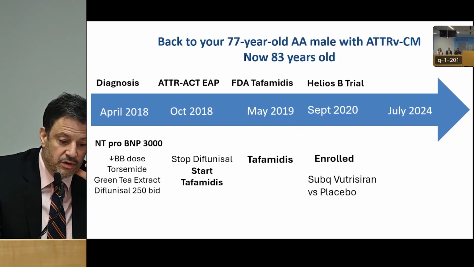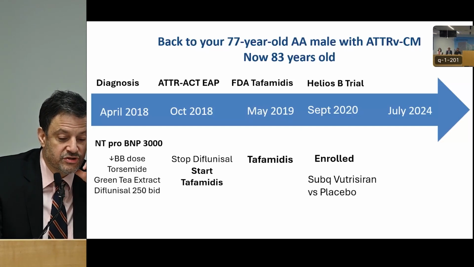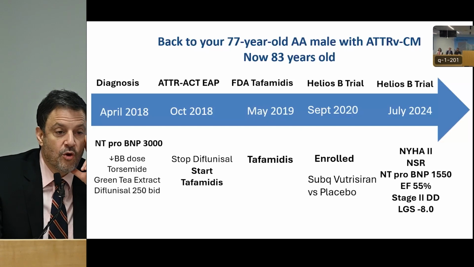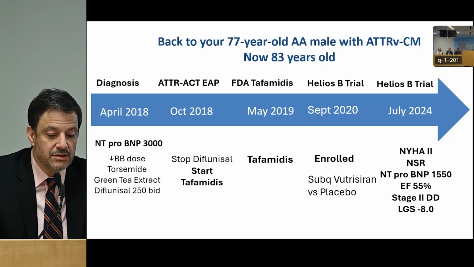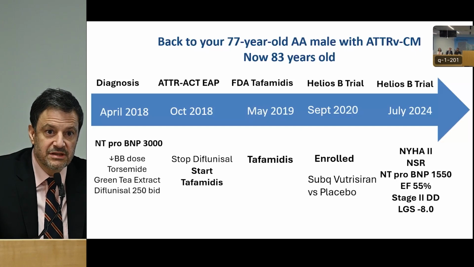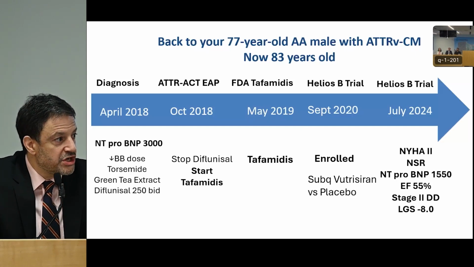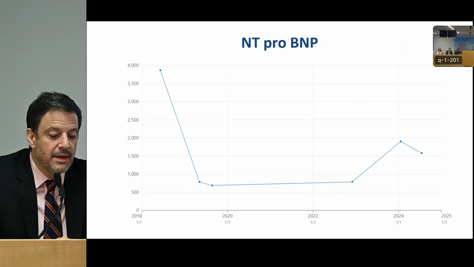He went commercial. Then we enrolled him in the HELIOS-B trial, which randomized him to vutrisiran, which is a silencer, versus placebo. Then he got into the open label extension. He's been getting drug for over 1.5 years. And here he is over 6 years later, NYHA 2, NT-proBNP 1550, EF in the 50s, stage 2 diastolic function. So this gentleman has lived 6 years, and quite frankly, I think his trajectory could be another 6 years. And this is what happened to his NT-proBNP over time.